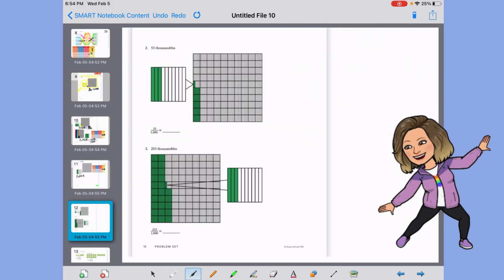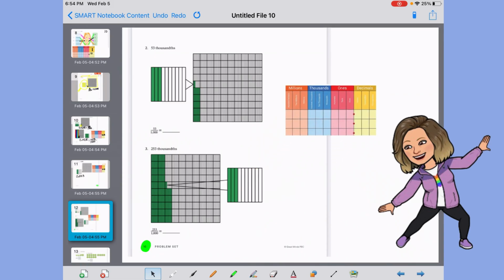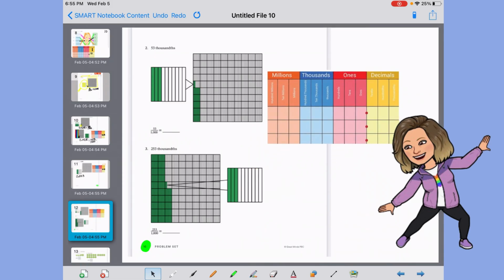Okay, moving over to page 16, we're doing the same thing. Now we have 53 thousandths. Again, we have our place value chart. And this time we have 53 pieces out of 1,000. So I know that 1,000 is my final piece here, and I've got 53 of them. I'm going to have to put a 0 in that place, so that's going to look like that. 53 thousandths.